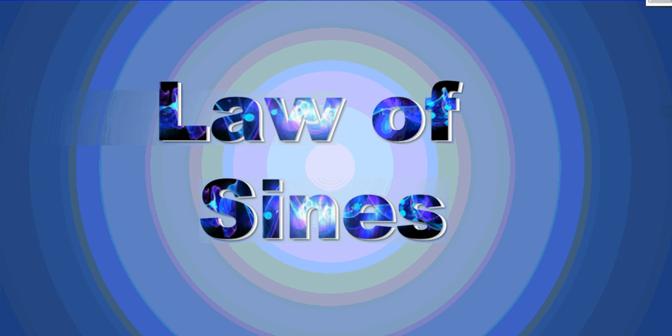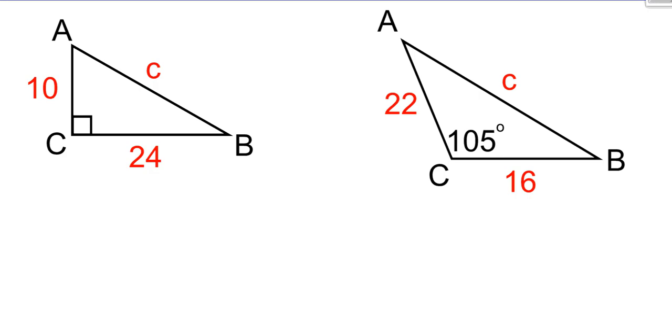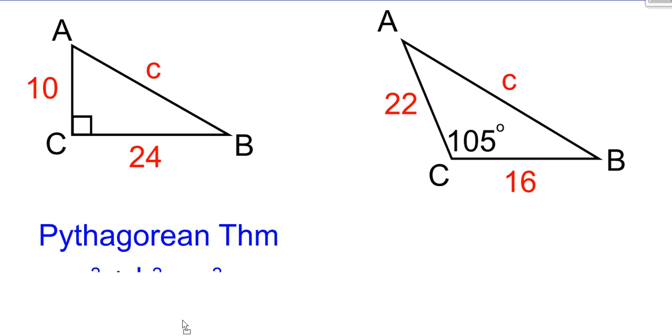Law of sines. Notice the difference between these two triangles. The one on the left is going to be pretty easy for you to find C. You've done it a million times. You would have used the Pythagorean theorem: A squared plus B squared equals C squared. No problem. You can do that and find that hypotenuse right there.